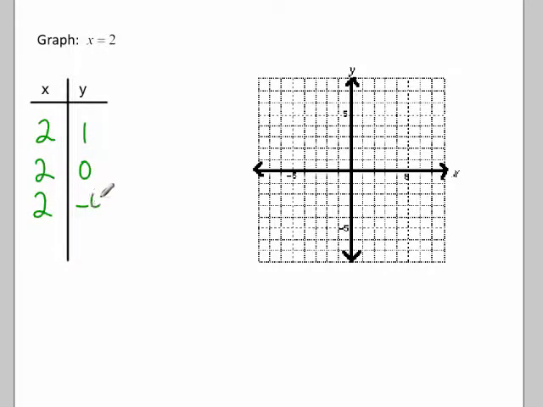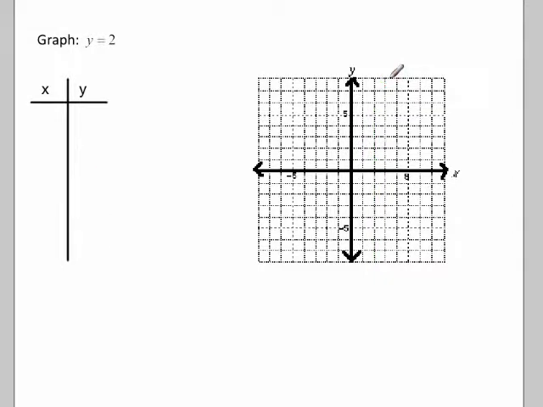I'm just making up a bunch of points here. Off I go to graph. (2, 1), (2, 0), (2, -4). All the points, when x is 2, lie along this straight line. I get a vertical line, and that's my relation.